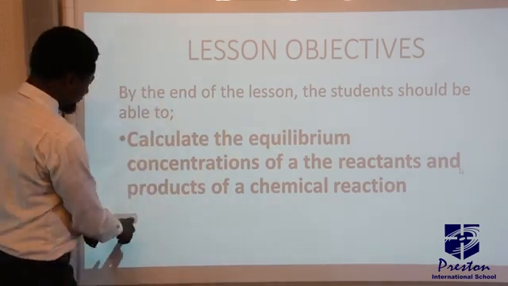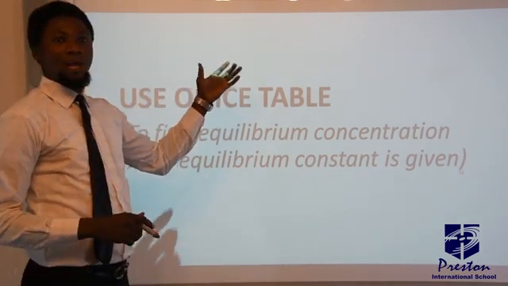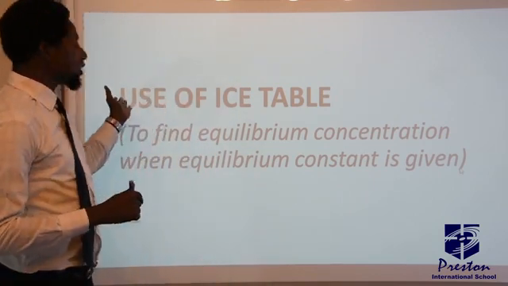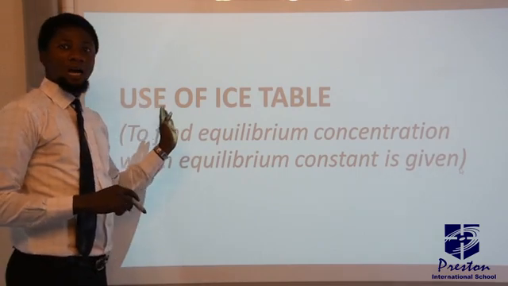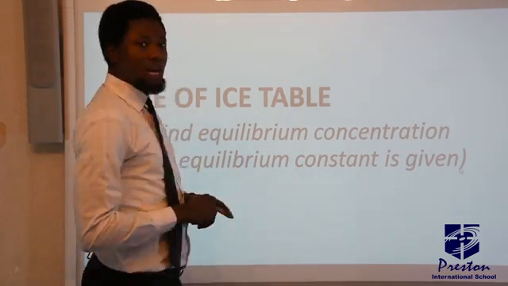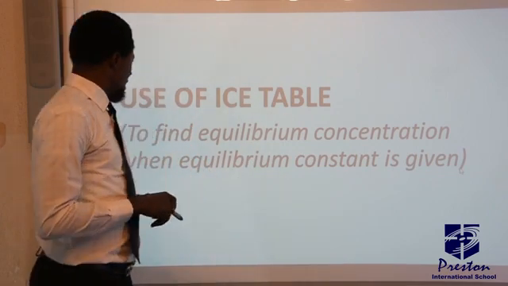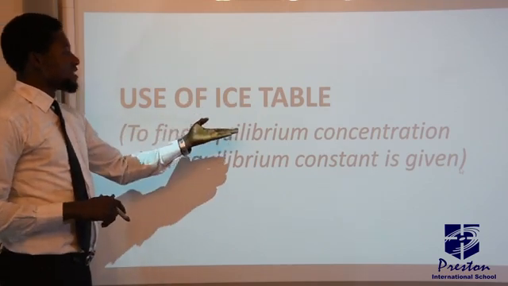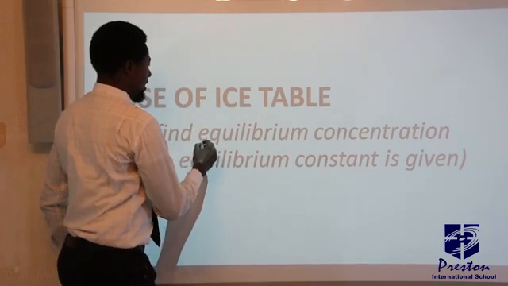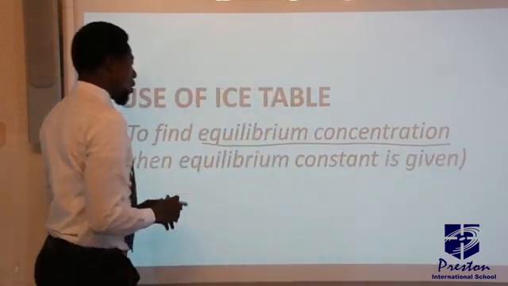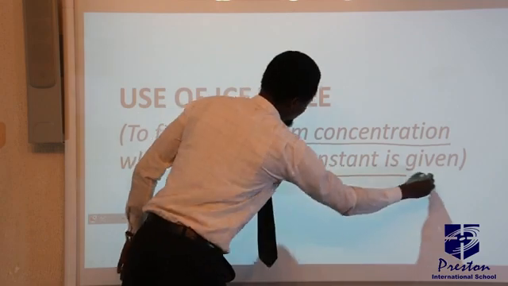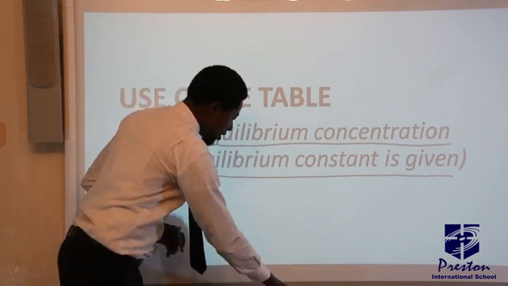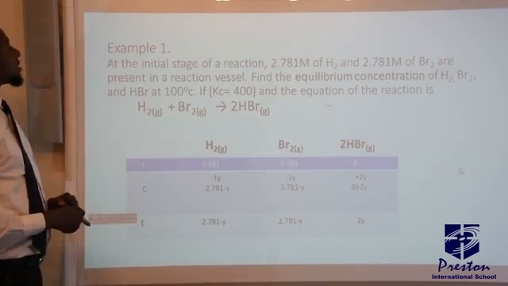Now, to start with, in our previous class, we learned how to make use of the ICE table, where I represents initial concentration, C represents the change in concentration, while E represents the equilibrium concentration. But here, we want to look at how we make use of the ICE table to find the equilibrium concentration when the equilibrium constant is given. In the previous ones, the equilibrium constant was not given, but today we are looking at the one when the equilibrium constant is given. Okay, let's look at this example.